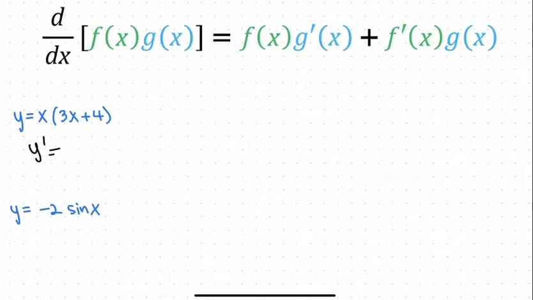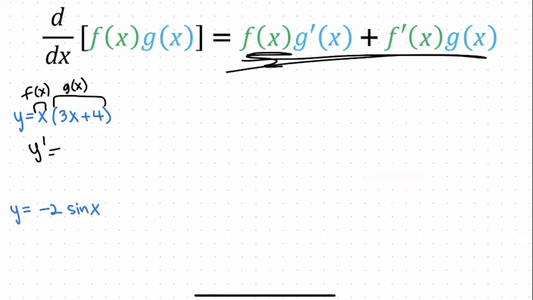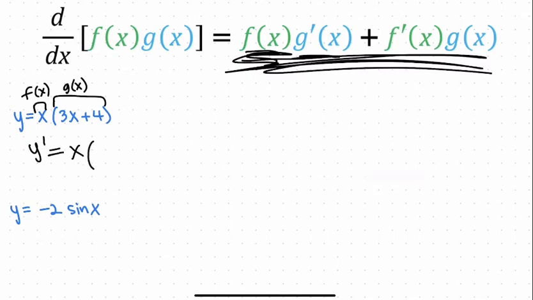So the derivative is going to equal f of x. So this is like f and this is like g, right? So this is like f of x, g of x. So if we look at this formula that I provided, we're going to do f of x, just keep it the same, times the derivative of g of x, which is just 3. You add it to the derivative of f of x, which is just 1, because the derivative of x is 1, and then you keep g of x the same.